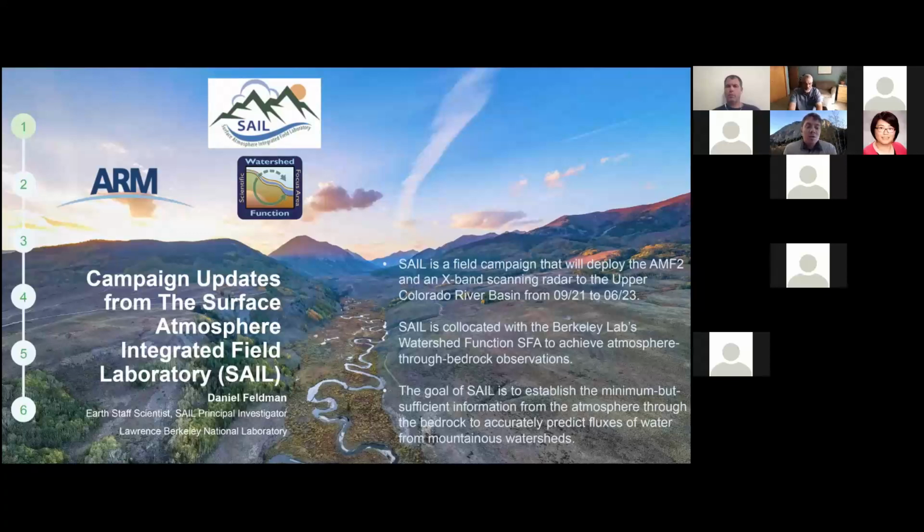The long and short of it here is that the SAIL campaign is a deployment of the AMF2 and an X-band scanning radar to the upper Colorado River Basin. We heard a little bit about that campaign, or at least the Doppler capabilities of that campaign from Rob just now, but I'd like to expand a little bit on that for those of you who may not be familiar.